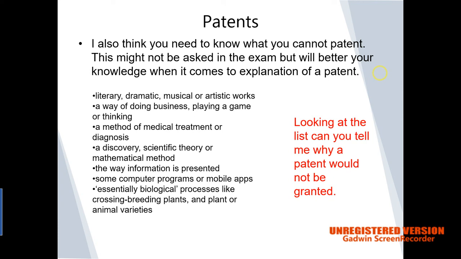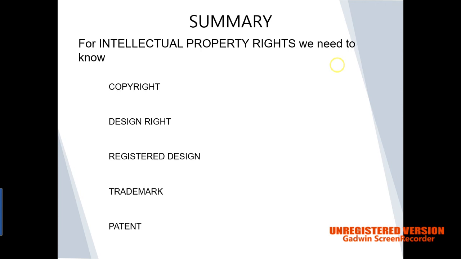Again, computer programs and mobile apps would be covered by copyright. So there's just a little bit of thinking there as to what can and can't. We don't have to think about that in the exam. We just need to know what are patents, how do they apply, and how does it affect your business. So our summary, these are the 1, 2, 3, 4, 5. These are the 5 things you need to know about, the definitions of them, how they're actually used. And you just need to be able to explain or describe that.